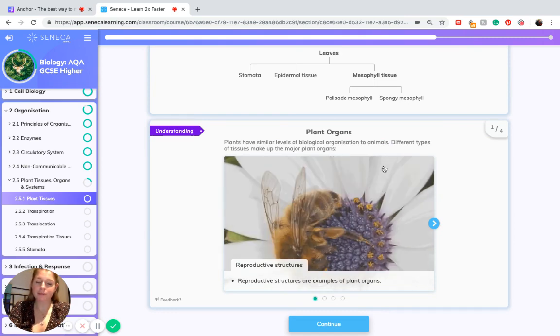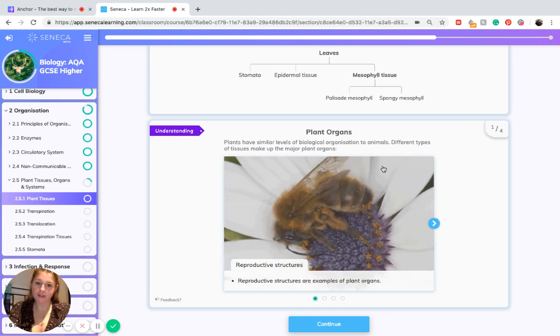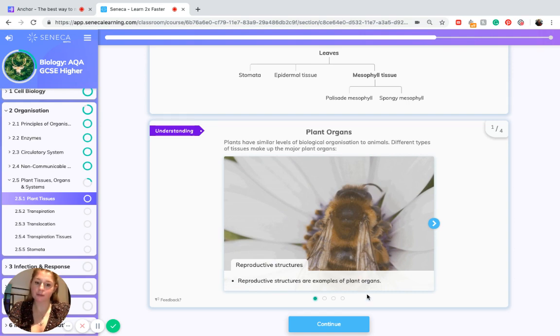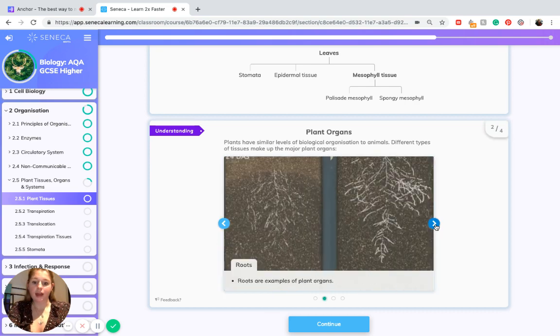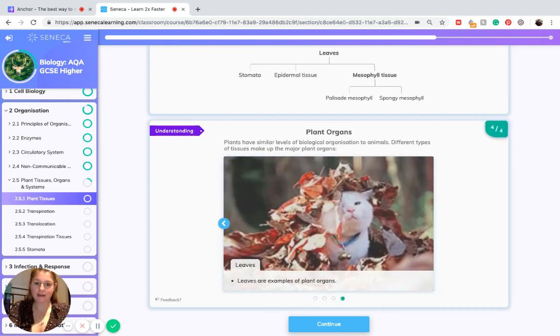So plants have similar levels of biological organisation to animals. Different types of tissues make up the major plant organs. So these include the reproductive structures, such as the pollen, the roots, the stems, and the leaves.